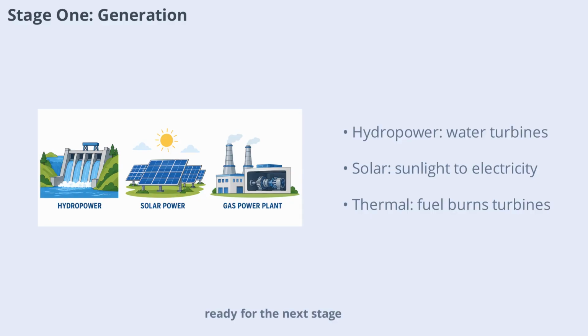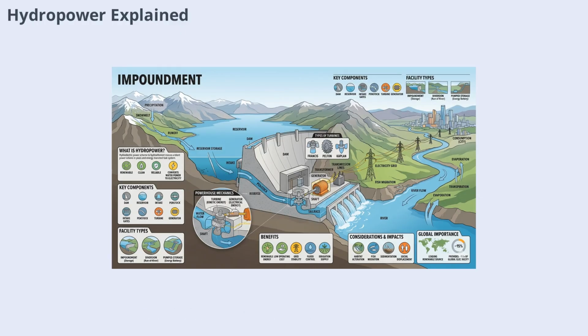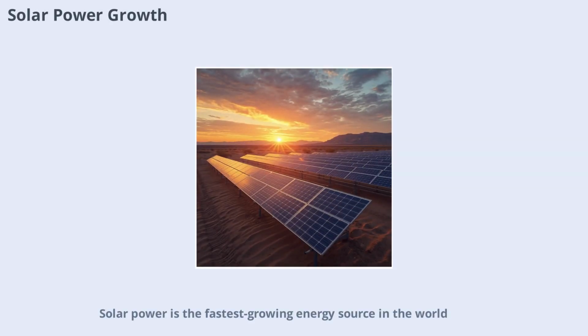Hydropower is one of the oldest and most reliable ways to generate electricity. It works by channeling water through turbines, which spin and generate electrical energy. Many countries rely on hydropower as a major renewable energy source. It's clean, efficient, and can produce large amounts of electricity, especially in regions with abundant water resources. Hydropower plants are often located near rivers or large dams, making use of natural water flow to keep the turbines turning.